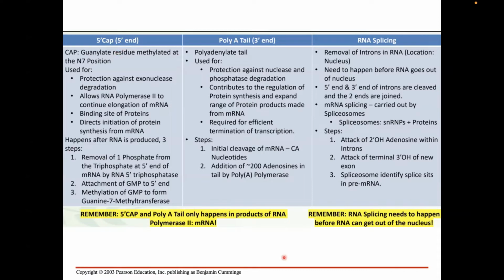And please do take note and remember that RNA splicing needs to happen before RNA can get out of the nucleus. So tandaan na sa ating transcription process, yung RNA lalabas po yan sa ating nucleus. Okay, and then lalabas din po siya papunta sa ating cytoplasm para kumabit sa ribosomes and then makapag-code tayo at magkaroon ng amino acids and then matranslate siya into a protein.